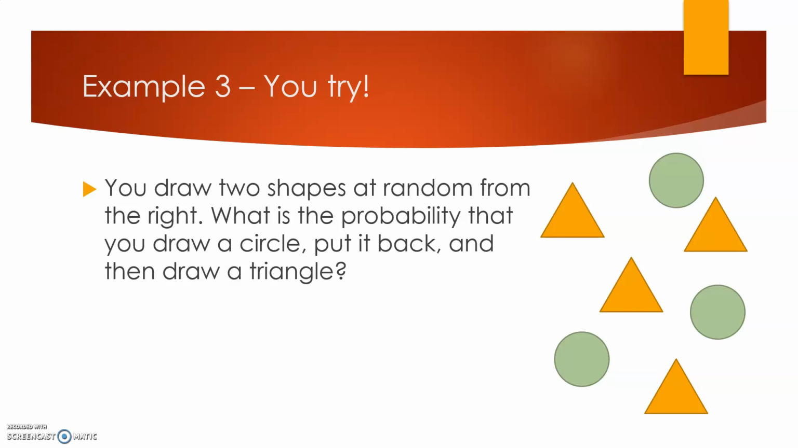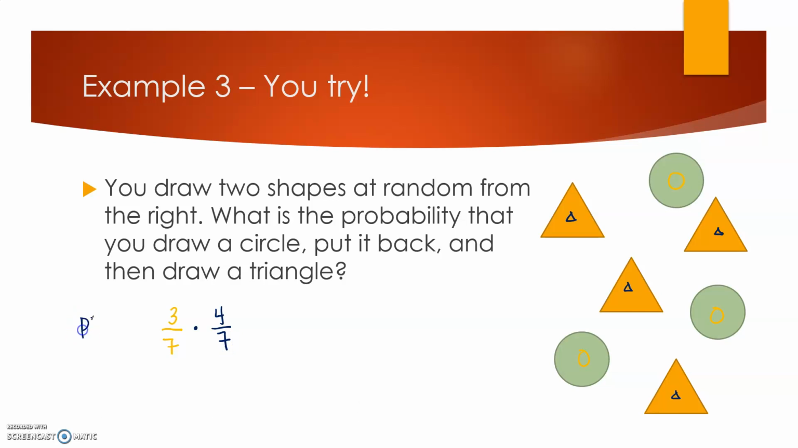All right, so from the shapes that are here, how many of them are circles? We've got 1, 2, 3 circles. So there are 3 circles out of 7 shapes. There's 7 shapes in total. To get a triangle, there are 1, 2, 3, 4. So we're going to do times 4 out of 7. Because again, there are 7 shapes.